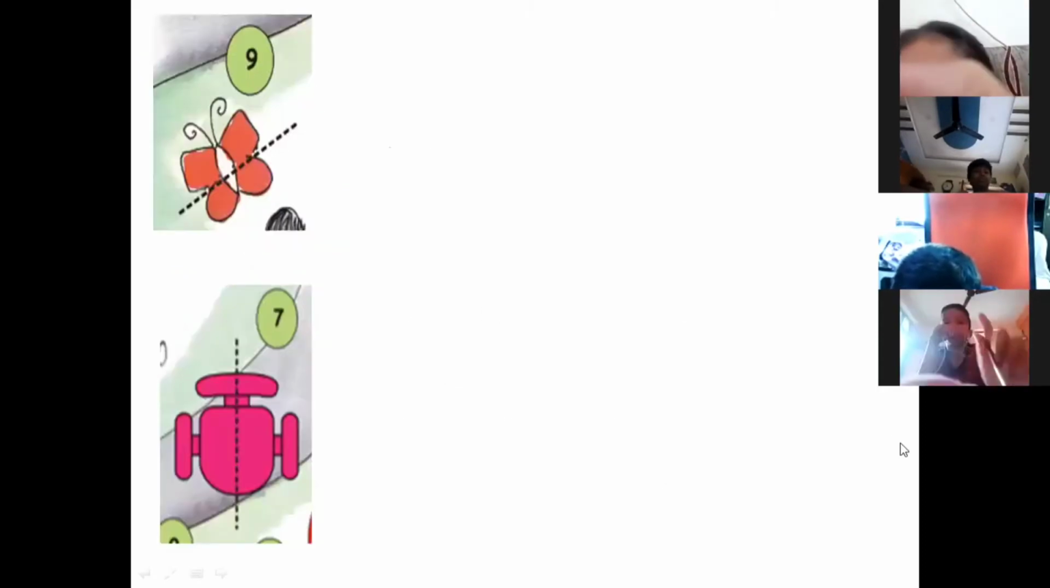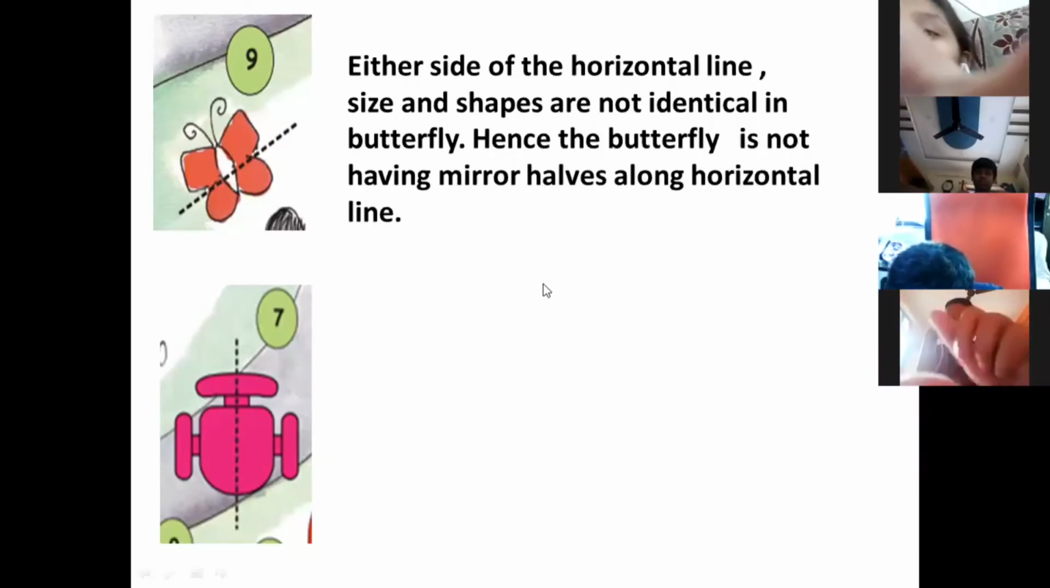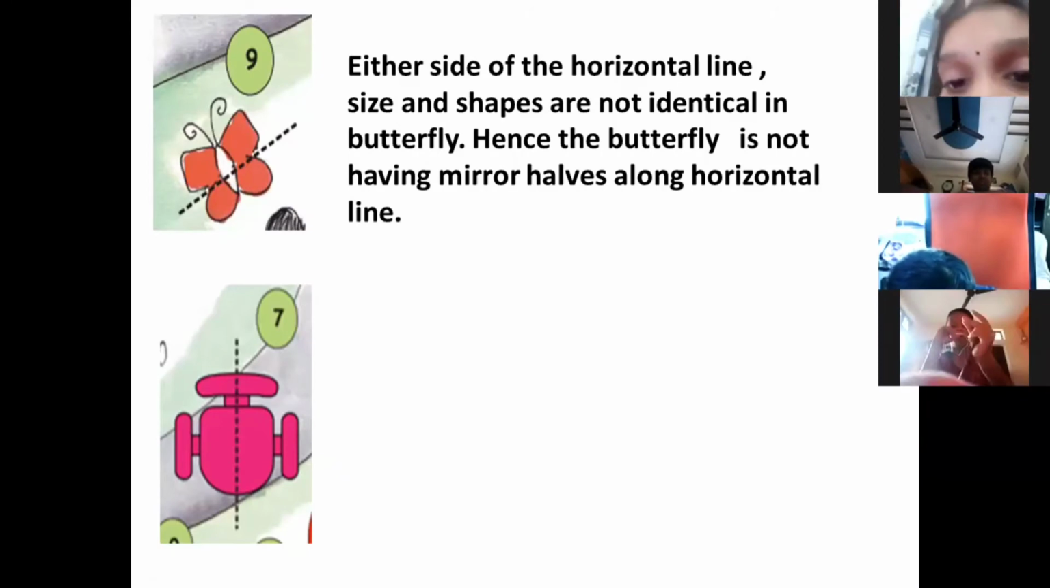Next, look at this picture. In a line, no. Along the horizontal line, the shape and size of the butterfly is not identical. So it is not having a mirror half. What about the next picture?